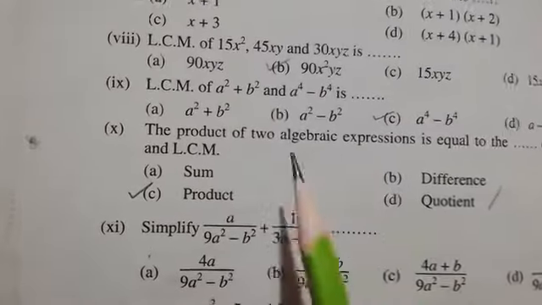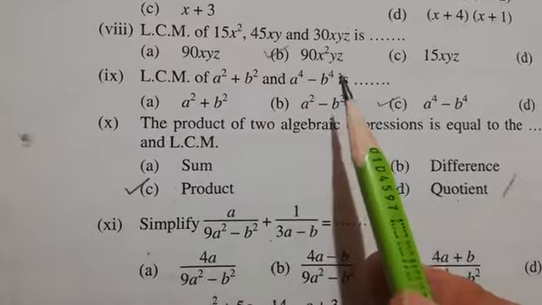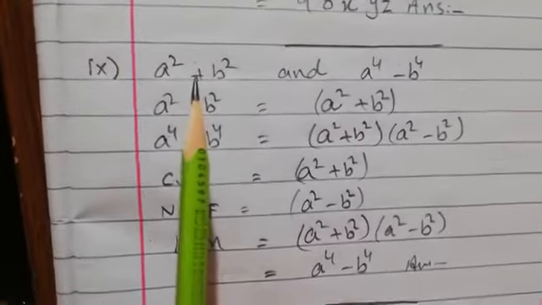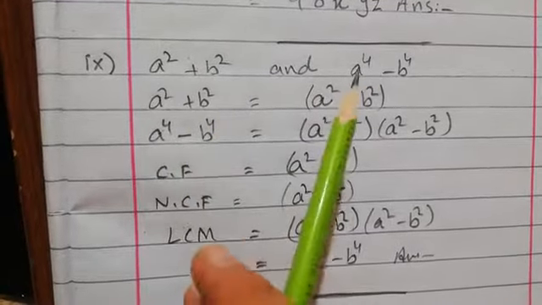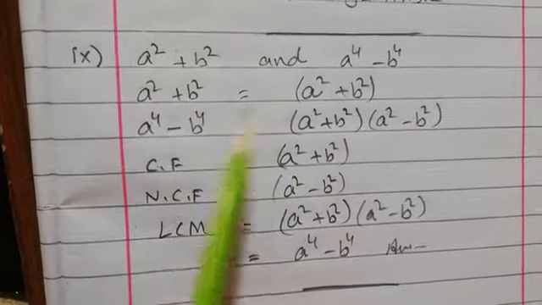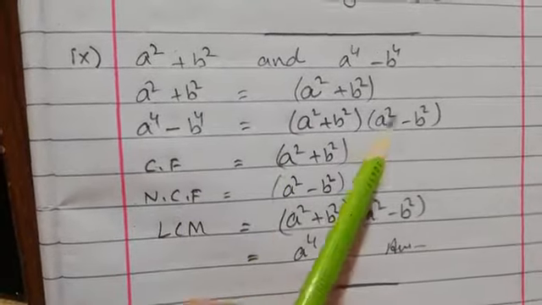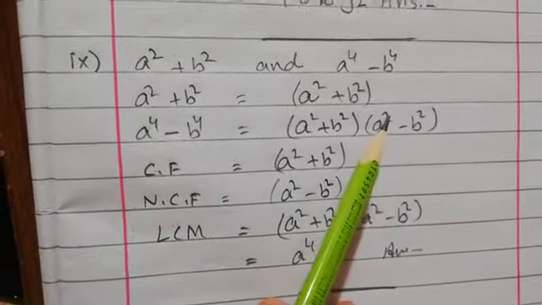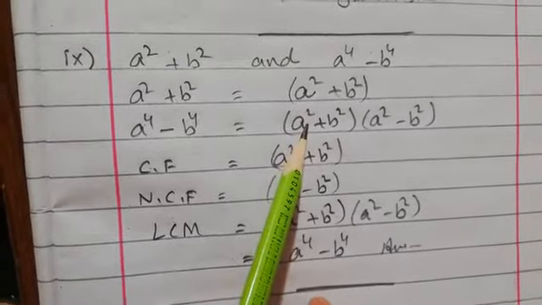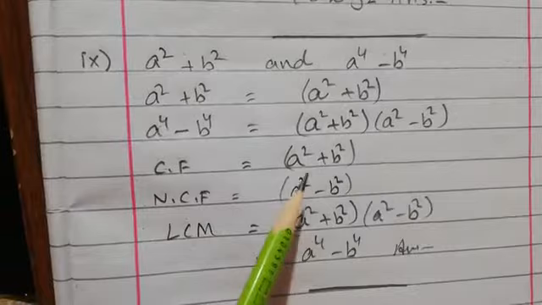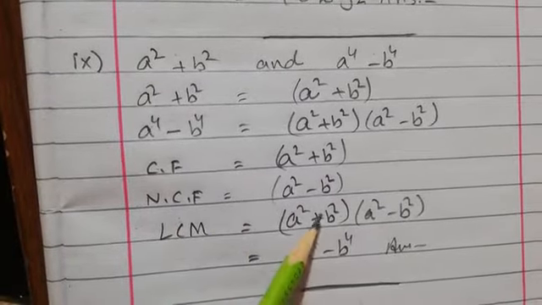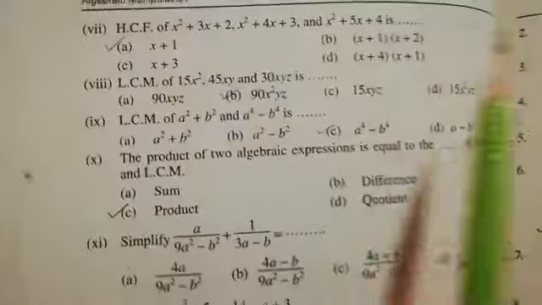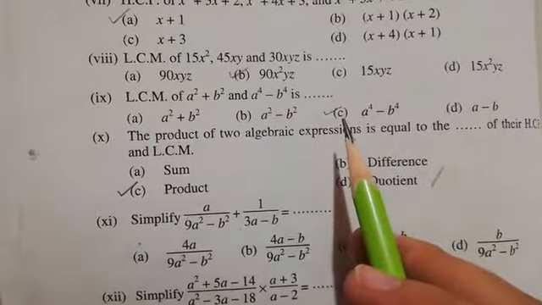Number 9, LCM of a square plus b square and a4 minus b4 is. Solve this on our notebook as rough work. a square plus b square and a4 minus b4. a square plus b square, write as it is. a4 minus b4 is the product of these two values, a square minus b square into a square plus b square, and a square minus b square means a plus b into a minus b. The common factor is a square plus b square. The non-common factor is a square minus b square. LCM is the product of these two values, so we multiply and get the answer a4 minus b4. a4 minus b4 is the right answer, so we will mark it in our book.